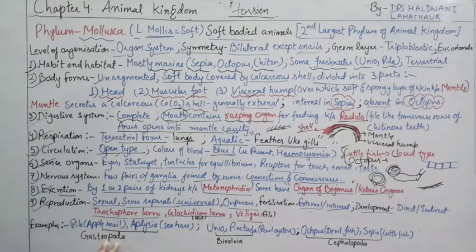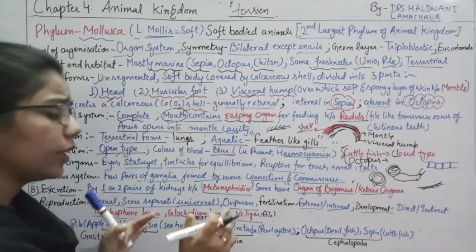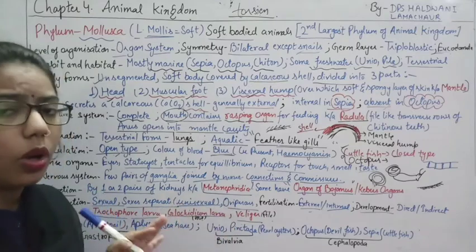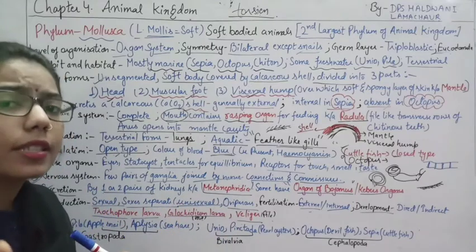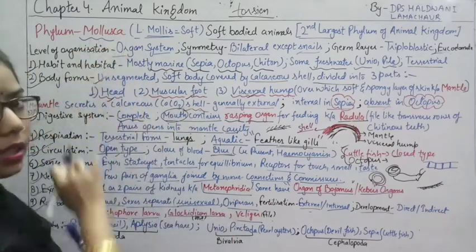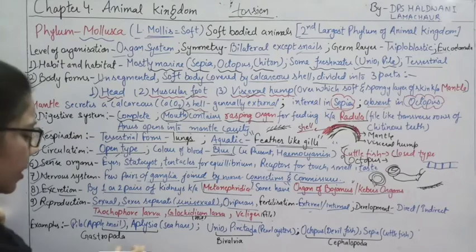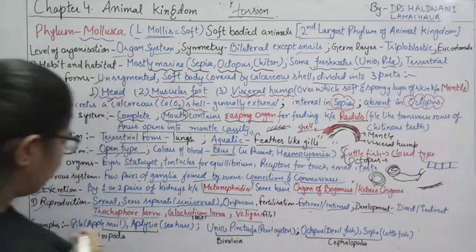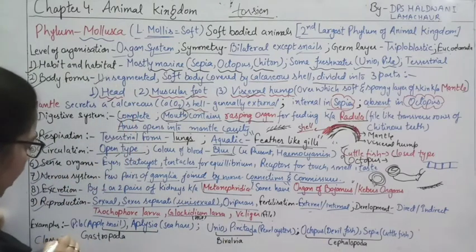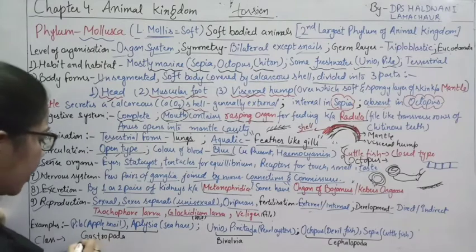Examples, I have divided into 3 classes here. Already we know that we are having 6 different classes under this Mollusca. Phylum Mollusca में कितनी classes हैं? 6. And out of them we are discussing 3 classes. Okay, 3 classes हम discuss कर रहे हैं. Why? Because these are important.